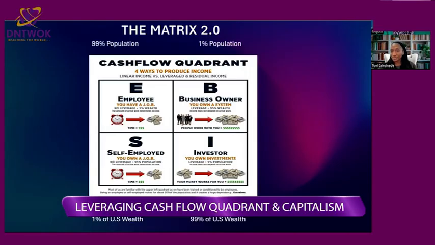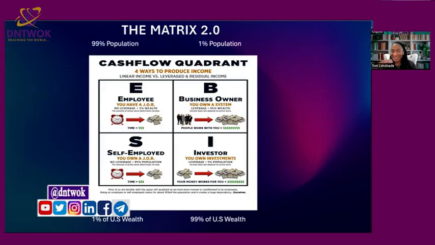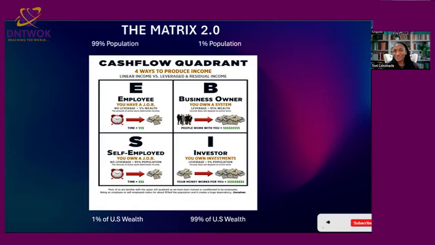And let's talk about the income or the cash flow or the money or the wealth. Only 1% of America's wealth is on the left side, and 99% of America's wealth is on the right side. So that's a huge wealth inequality that we have there as a result of the choices we make every day.